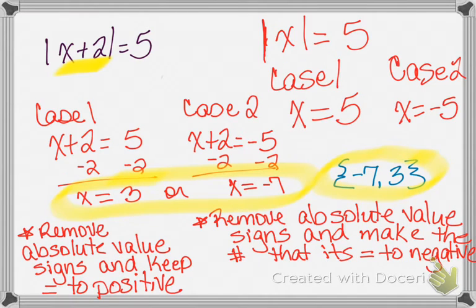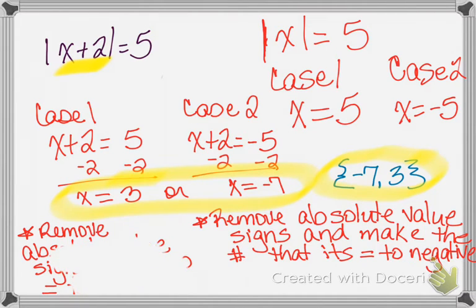Now, I want to erase this red down at the bottom because I want to check it, and I want to prove to you that these two numbers work. So have you written down the remove absolute value signs and keep it positive? Or does anybody need a picture of that before I erase it? That's why I'm erasing the red at the bottom, because I want to show you that the check works. Okay, here we go.